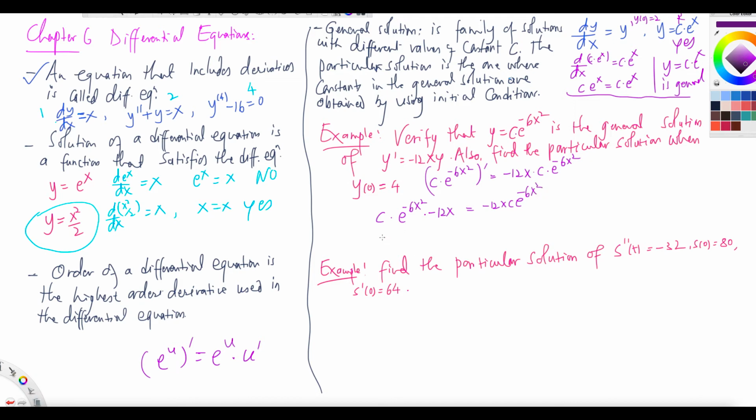So what do you get on the left side? Negative 12x c e to the negative 6x squared equals negative 12x c e to the negative 6x squared. So it is the general solution, which is verified, right?